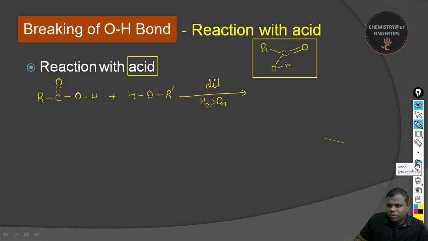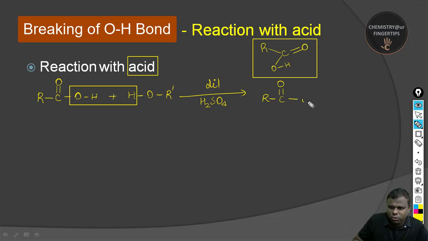So in this case, what exactly happens over here? Because of H2SO4, this OH and this H are going to go as water. So what do we get here? We will get R, then C double bond O, and there is going to be OR dash, plus H2O. This functional group, COO, is called an ester functional group.